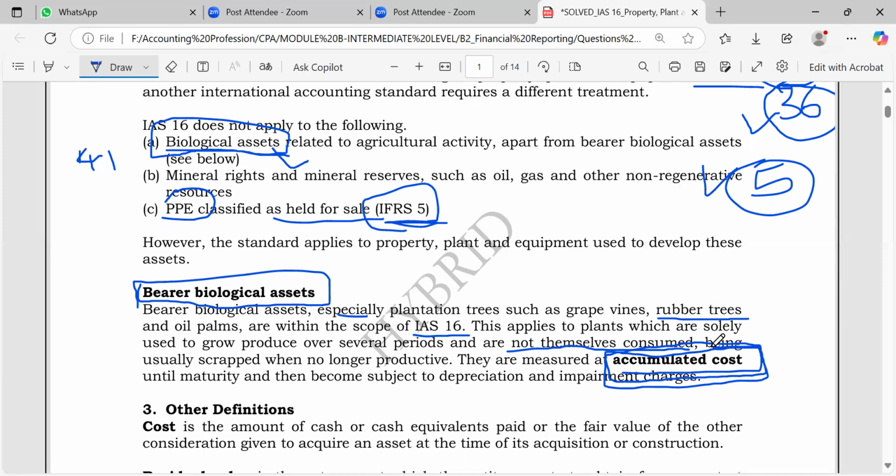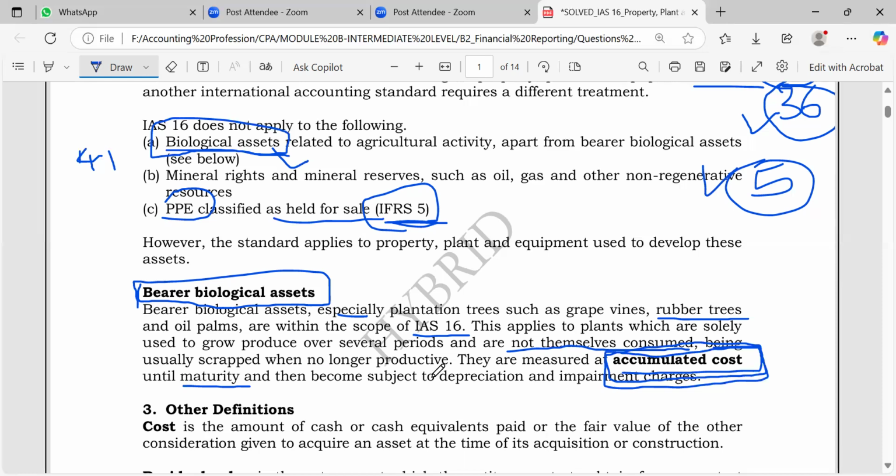You say, okay, don't see this rubber tree as this. I've been incurring the cost for a long time now. They have accumulated, let's say, to $20,000, right? So do not just say that I'm going to get the profit. I've also incurred a lot of cost here. My margin is low. So you just accumulate the cost until they are mature, right? And then you become subject to depreciation and impairment.